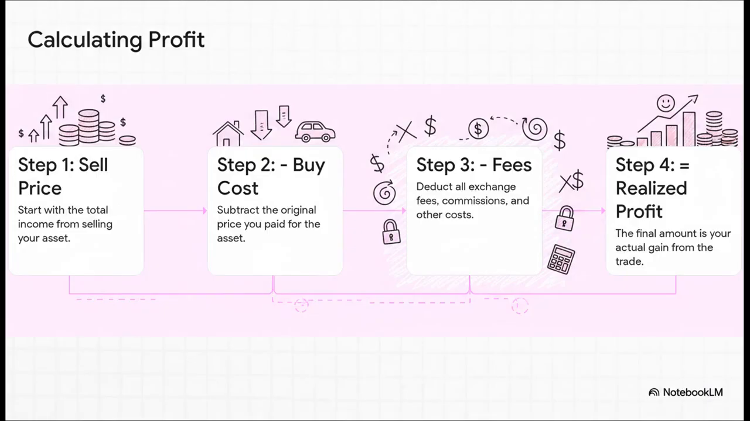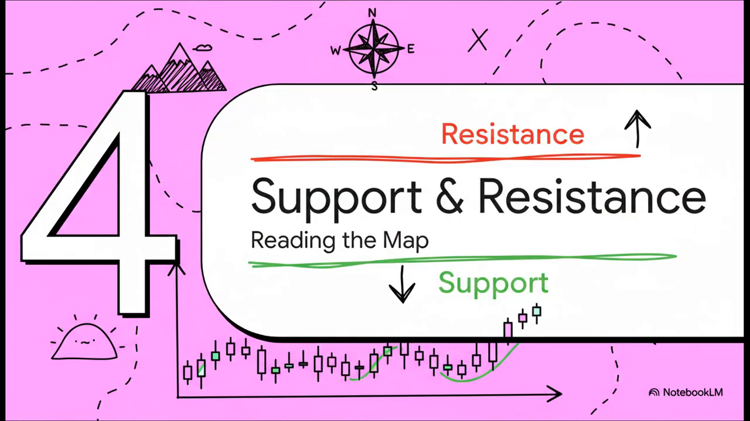The formula itself is dead simple, but step 3, fees, that's the one that trips everyone up. Your real profit isn't just what you sold it for minus what you bought it for. You have to subtract all the trading fees and commissions. Trust me, those little costs add up fast, and they can easily turn what looks like a winner into a loser. All right, let's get into our first big technical tool.